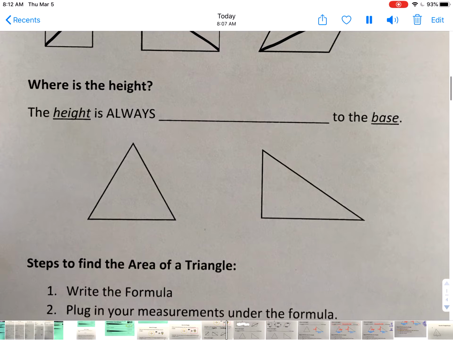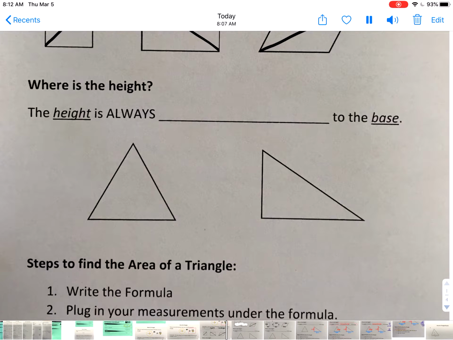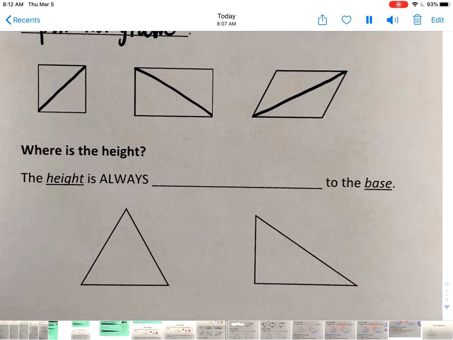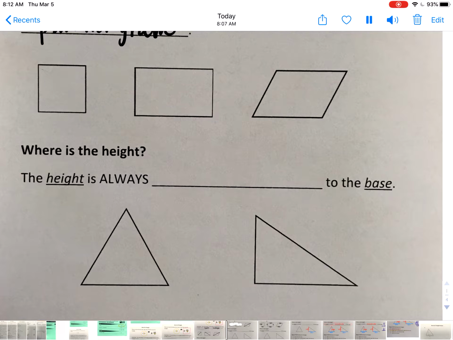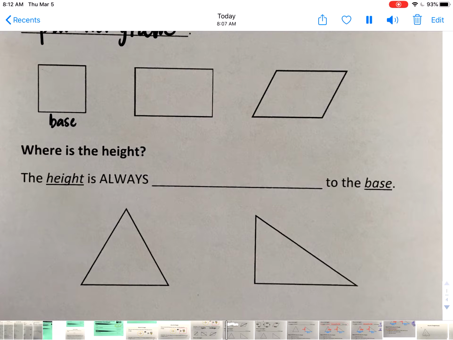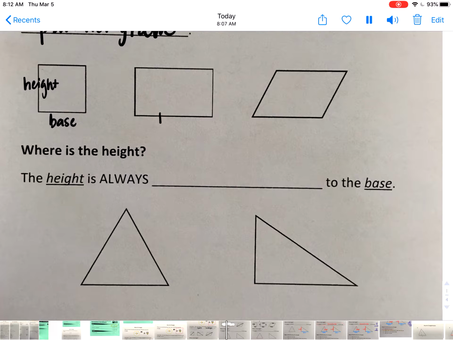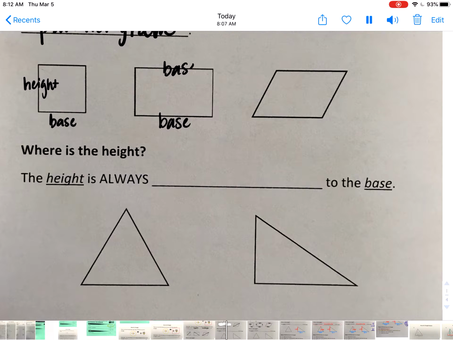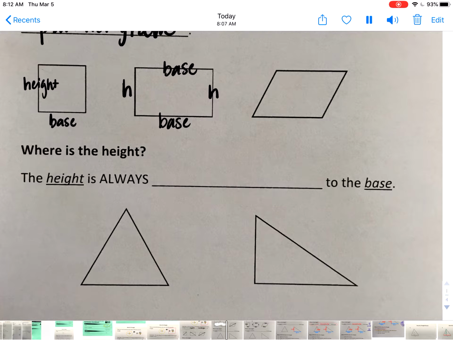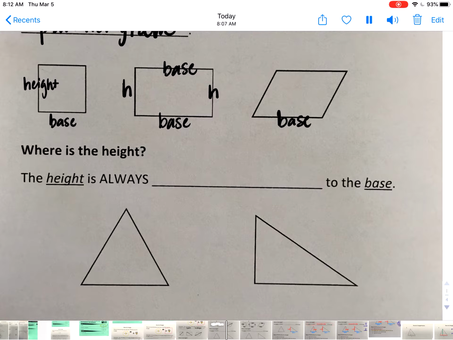So now let's talk about the height. Yesterday we talked about where the base and the height were on a square. So on a square, you don't have to write this part on your notes, but remember we had base down here and we had our height on the side. And then on a rectangle, we could have our base here. And the base could also be at the top. And then our height was on this side or this side. And on a parallelogram, it got funky. Our base was either down here or up here.